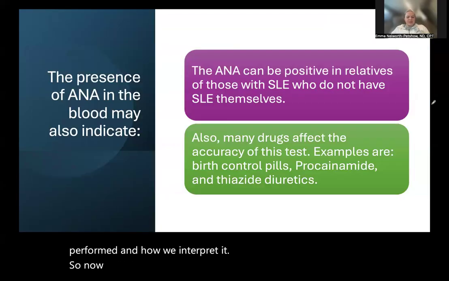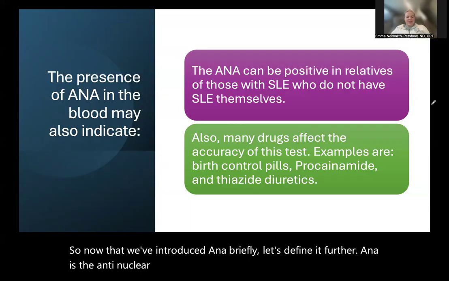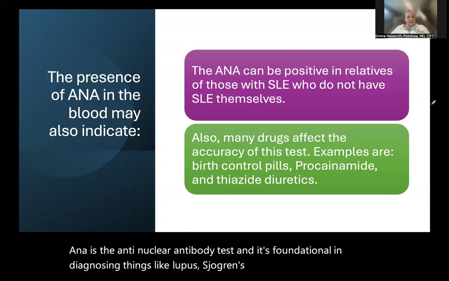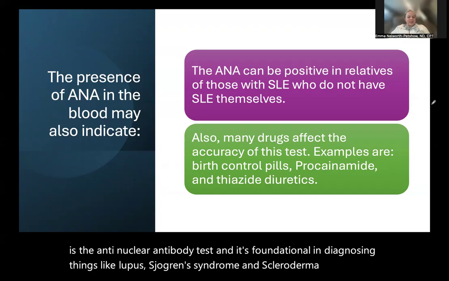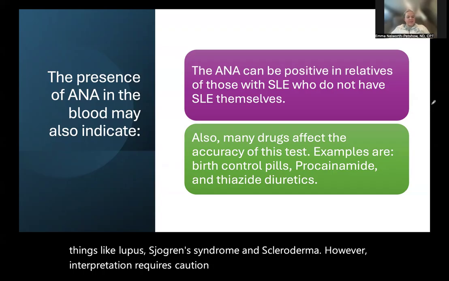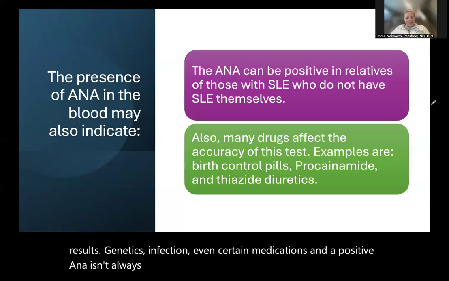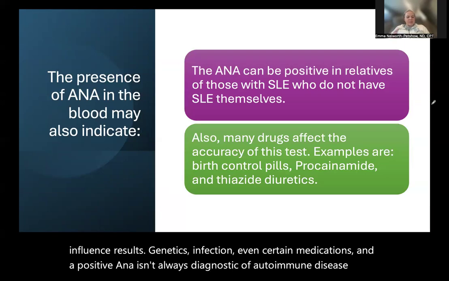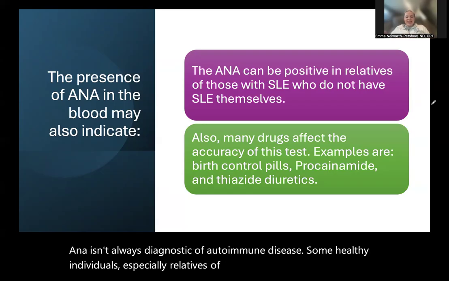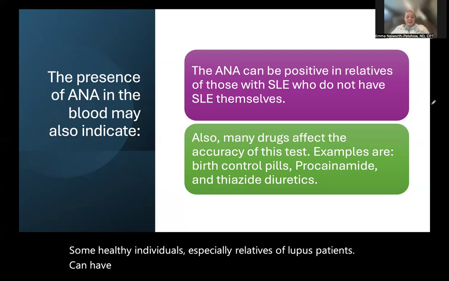So now that we've introduced ANA briefly, let's define it further. ANA is the anti-nuclear antibody test, and it's foundational in diagnosing things like lupus, Sjogren's syndrome, and scleroderma. However, interpretation requires caution because many factors can influence results: genetics, infection, even certain medications. And a positive ANA isn't always diagnostic of autoimmune disease. Some healthy individuals, especially relatives of lupus patients, can have positive ANA results without symptoms.